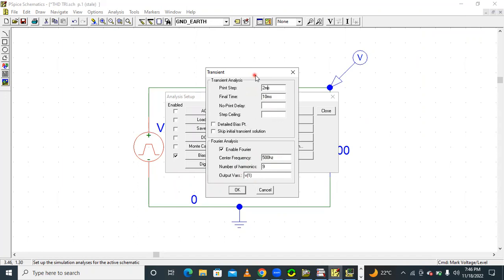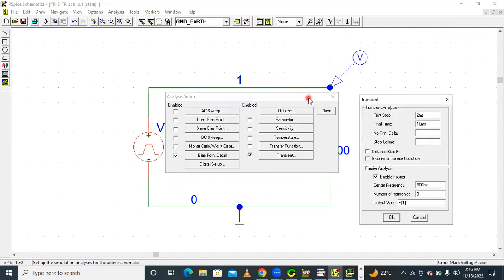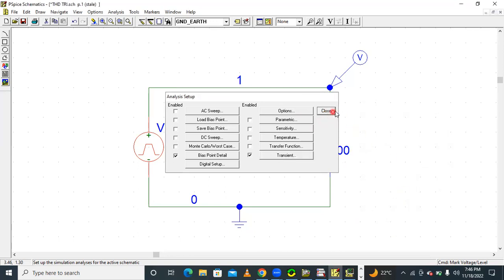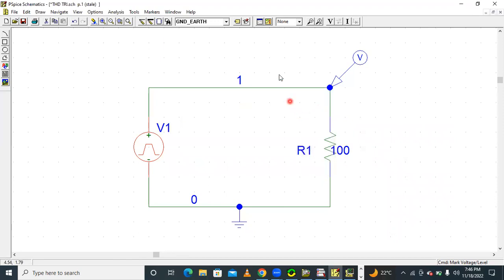So this probe is connected across the pulse and resistor, that node is called 1. That's why we have to write V of 1. Clear? So the number of harmonics is 9, center frequency is 500 Hz, and enable Fourier. Then OK and close. After that, simulate.